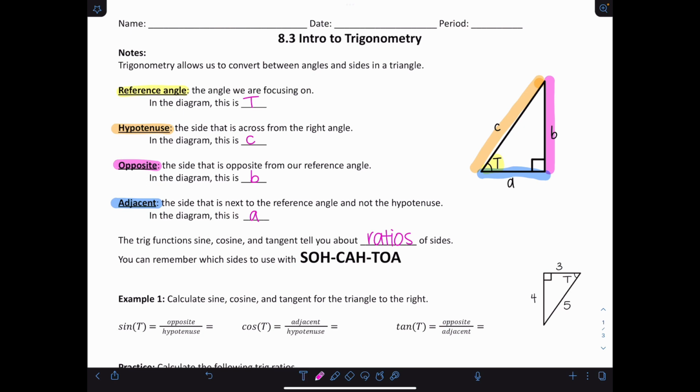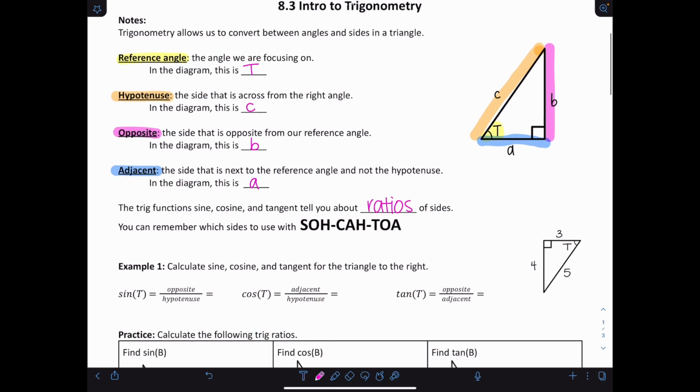You can remember which sides to use with each function because there are 3 different functions, sine, cosine, and tangent, using this mnemonic device, SOHCAHTOA. And the way it works is that the S stands for sine, and in a sine function, you do the opposite side over the hypotenuse. In the cosine function, you do the adjacent side over the hypotenuse. And in the tan function, you do the opposite side over the adjacent side.